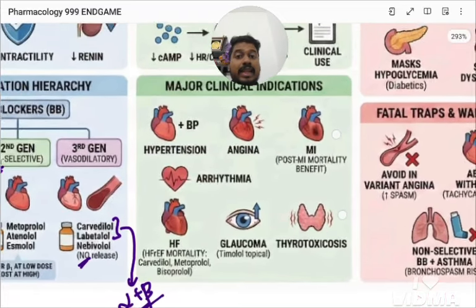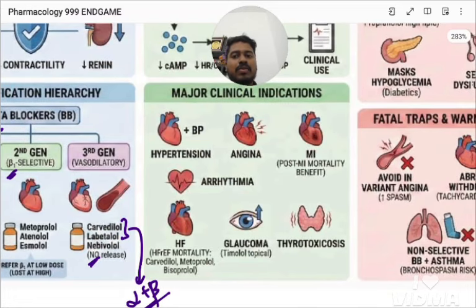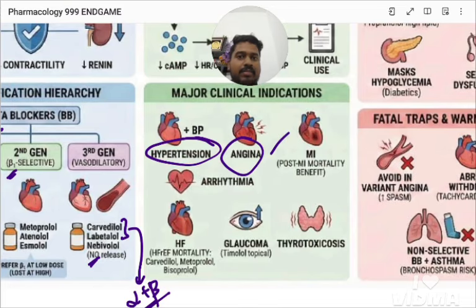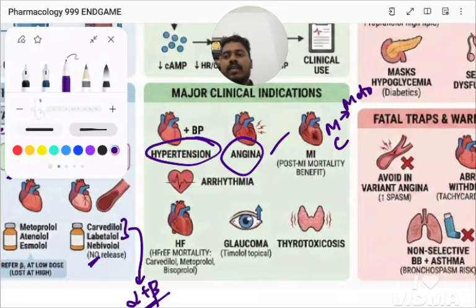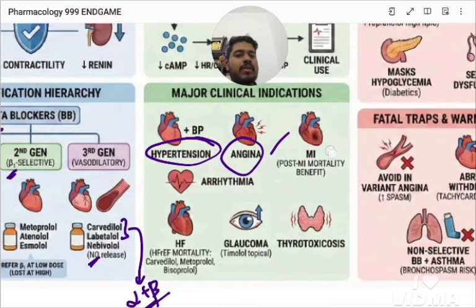Now, what are the major clinical indications for using beta blocker? One is hypertension, you know that it decreases BP. Second is in case of angina. And third is in MI, post MI, there will be mortality benefit. This is with help of two drugs. One is M and C. That is, M is for metoprolol and C is for carvedilol. Okay, so M is for metoprolol and C is for carvedilol.